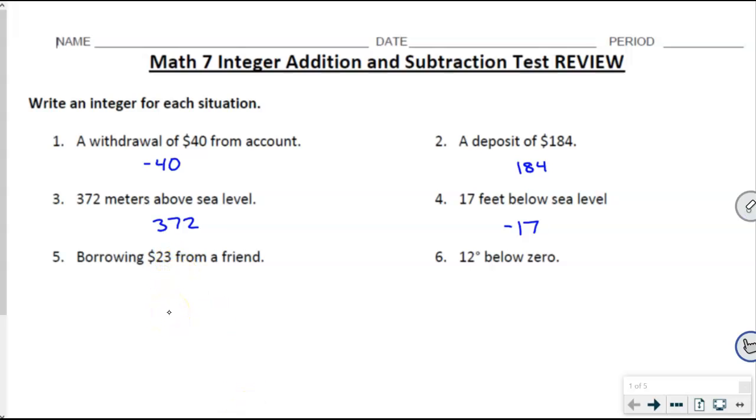Borrowing $23 from a friend. This one had some good conversation in our last class. What do you think, Seth? Good. Why is it negative 23? Because my last class thought it should be positive. Because if we borrow money from a friend, isn't that more money that I have now? So why would it be negative 23? John?